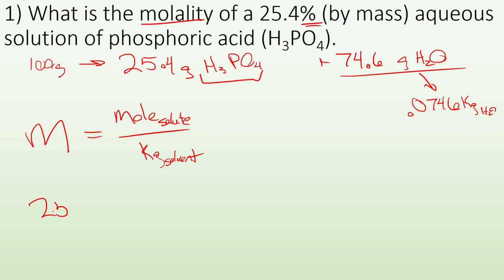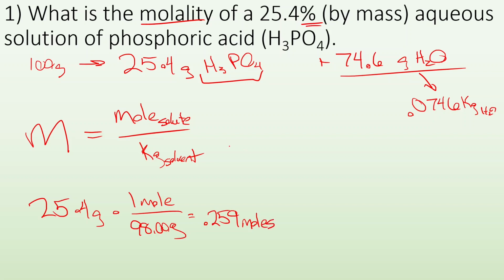I have 25.4 grams times 1 mole over how many grams for H3PO4? I wrote it down. I think it's like 98.0 grams. When I do that math, I end up with 0.259 moles. Now I got moles, I can plug it in.